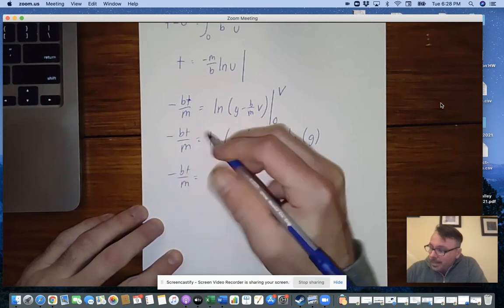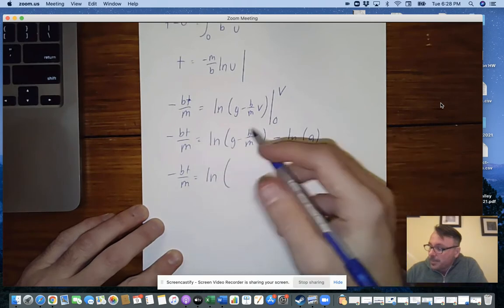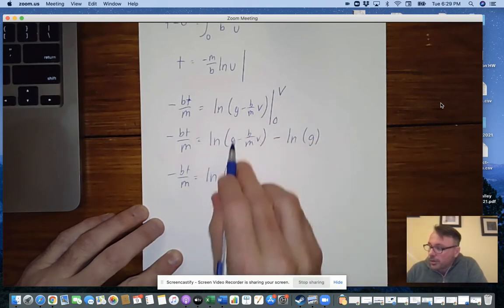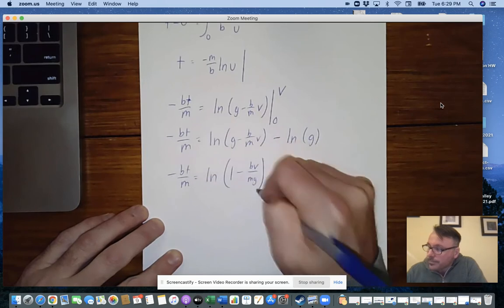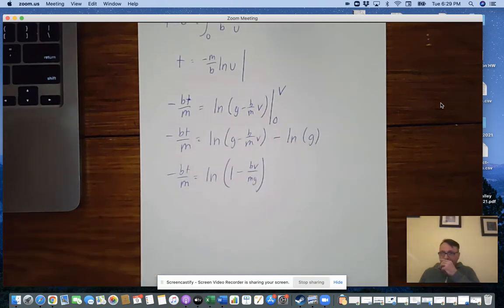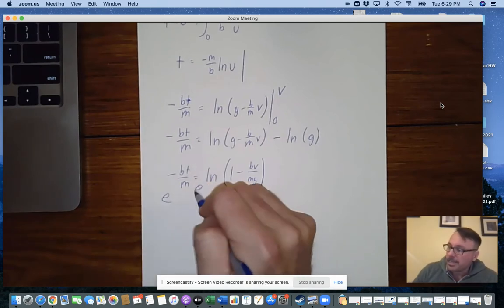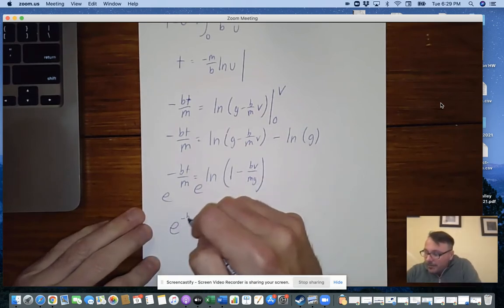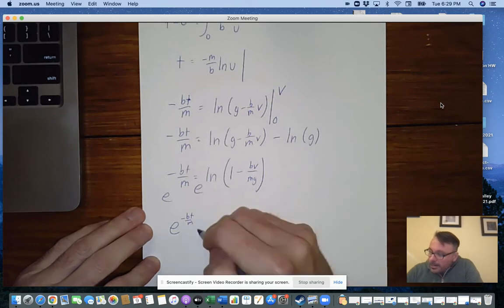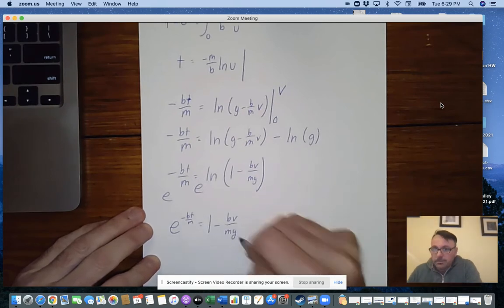Negative bt over m is equal to the natural log of, and we know that when we subtract, we divide. And so that first term becomes 1, so g over g minus bv over m, over g. Okay, which is a nice little expression there. So what do we do with this? Well, we raise both sides to the e because I'm trying to solve for that v, and I've got e to the negative bt over m is equal to 1 minus bv over mg.